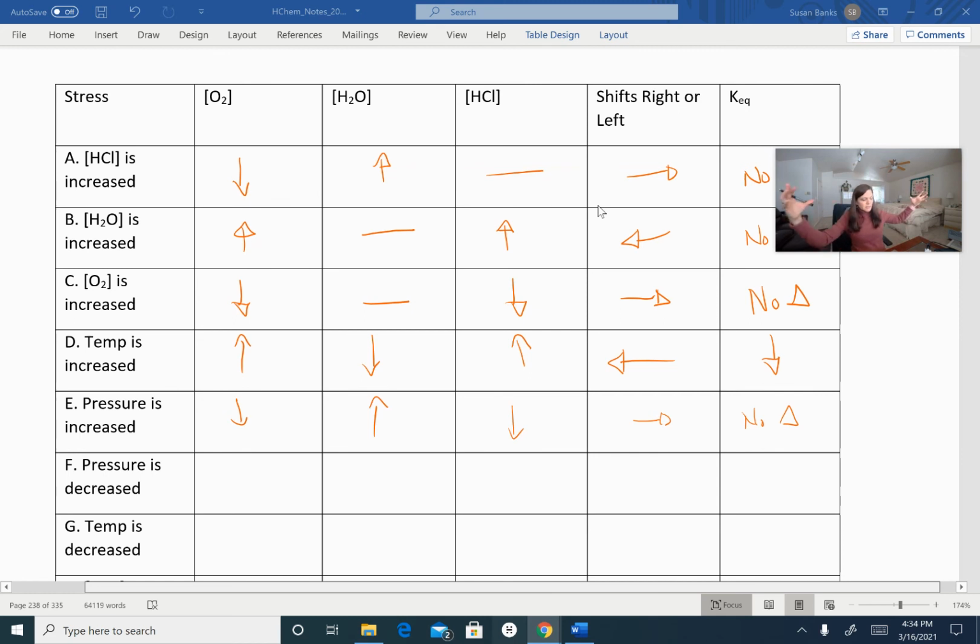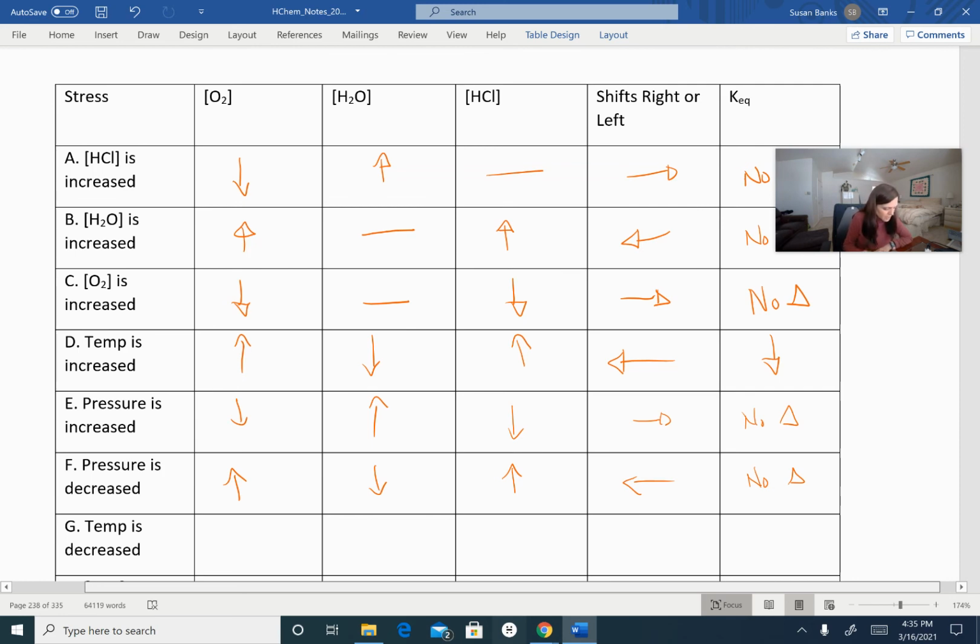We are expanding, so we can actually create more space. We're not going to have any change in the constant. We're going to shift to favor our reactants. So our concentration of hydrochloric acid is going to go up, and our concentration of oxygen is going to go up. But our concentration of water is going to go down.